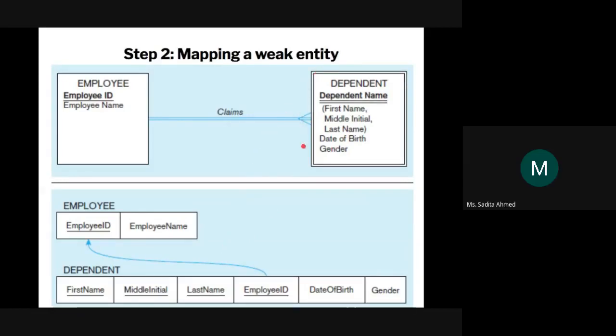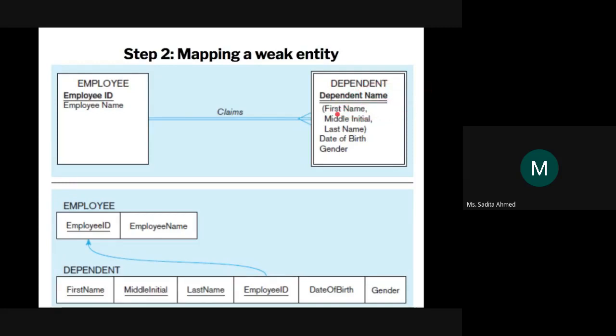Okay. So, once again, dependent is a relation and it must have a primary key. So how will we build the primary key? Dependent name, remember, is a partial identifier. What does partial identifier mean? That is, it will be a part of the primary key, but dependent name alone is not enough to be the primary key on its own. However, it will be a part of the primary key.